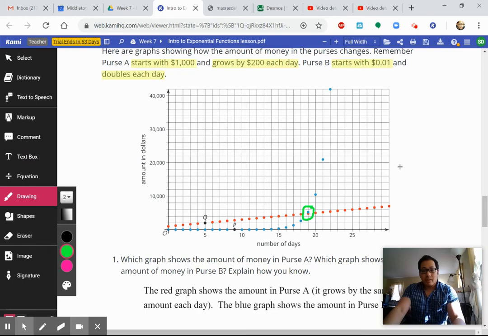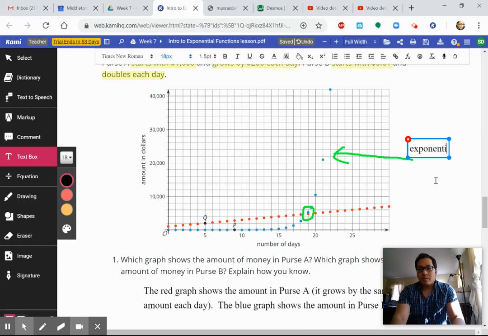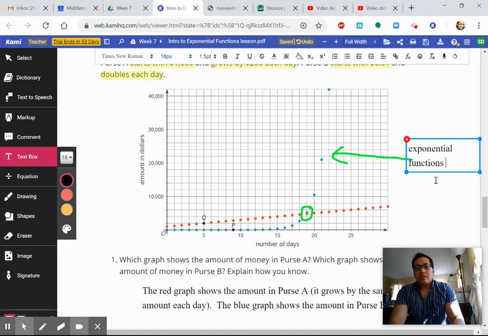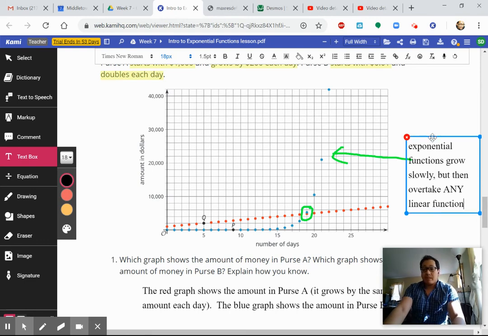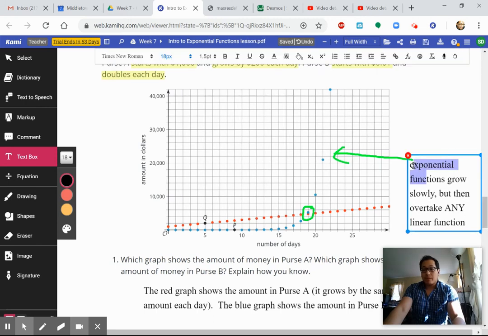Maybe I should just point to this and say something like, exponential functions grow slowly, but then overtake any linear function. A linear function is one that makes a line. So that is kind of the hallmark of exponential functions.